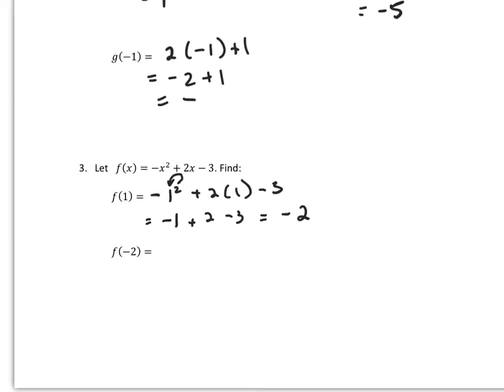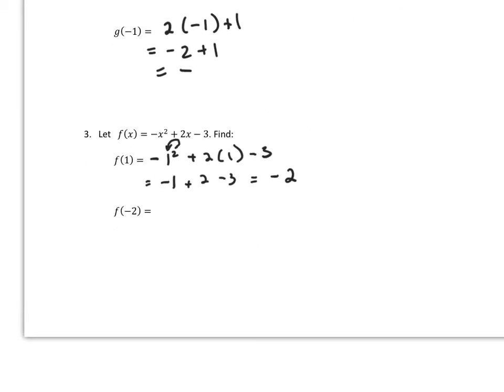Now let's find f of negative 2, and that's going to be negative 2 squared plus 2 times negative 2 minus 3. That's negative 4 minus 3, which is a negative 11.